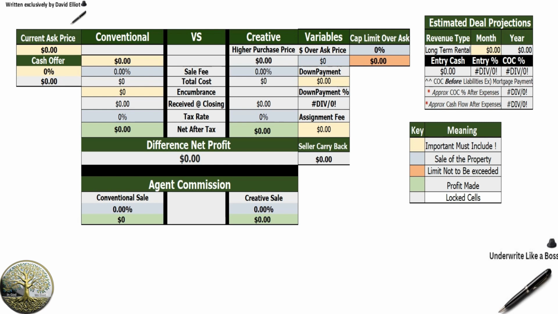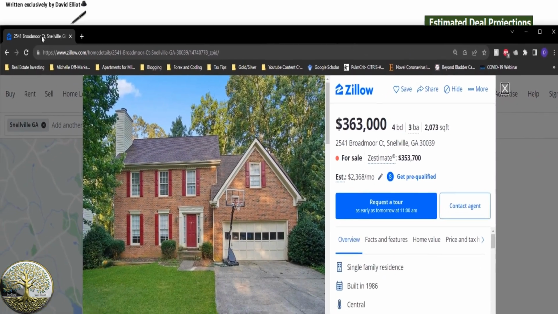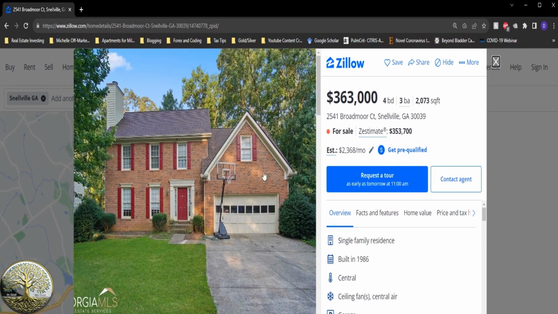And we're going to start off with a C-class property. And you're going to learn right away why it's going to be labeled as a C-class property in the sense of the underwriting. So let me pull that up right now. Here it is. Now, we're not going to waste time going through property photos because that's not what matters.